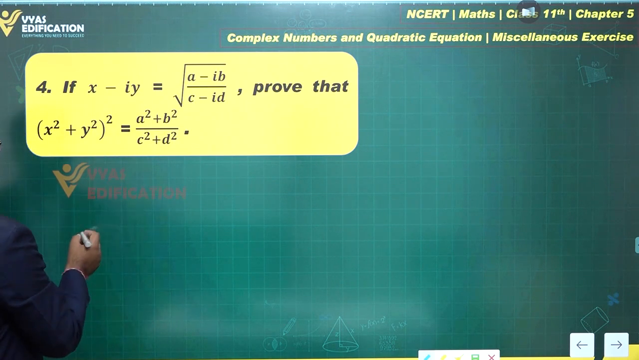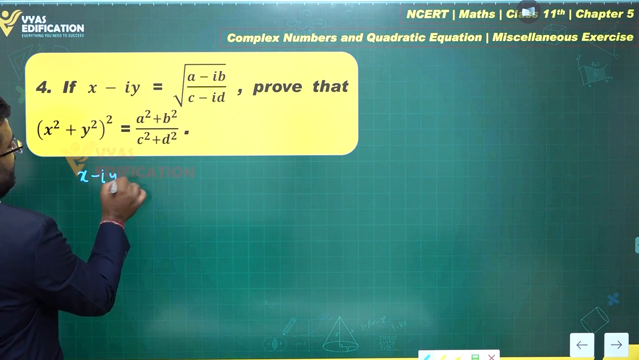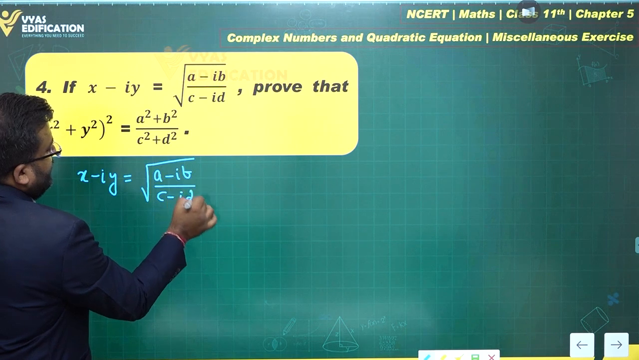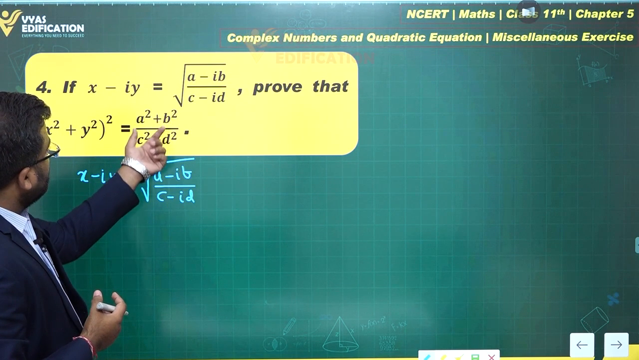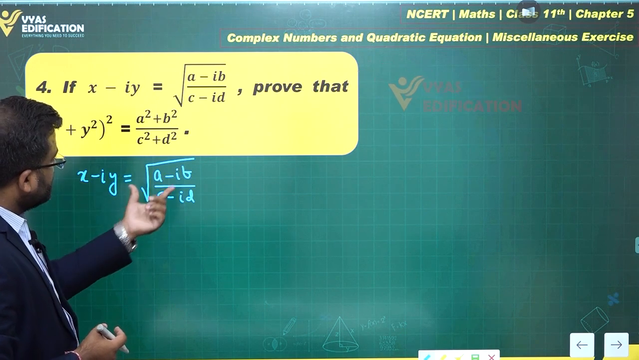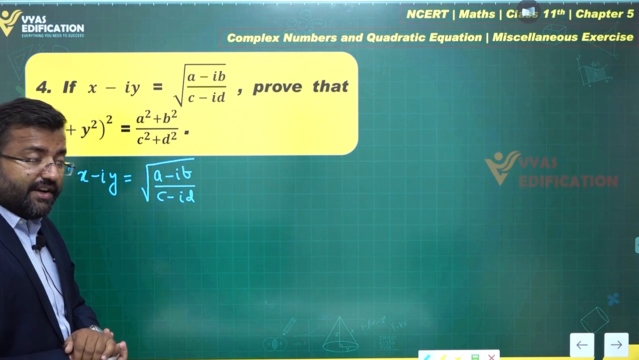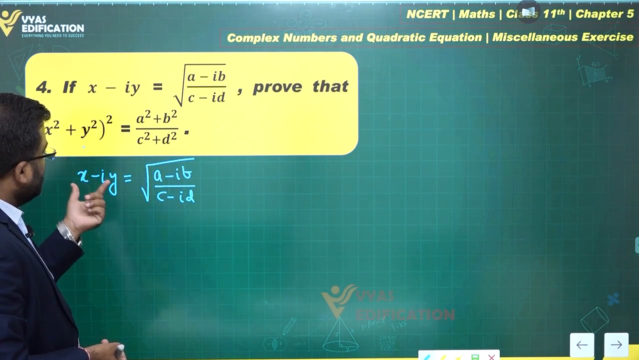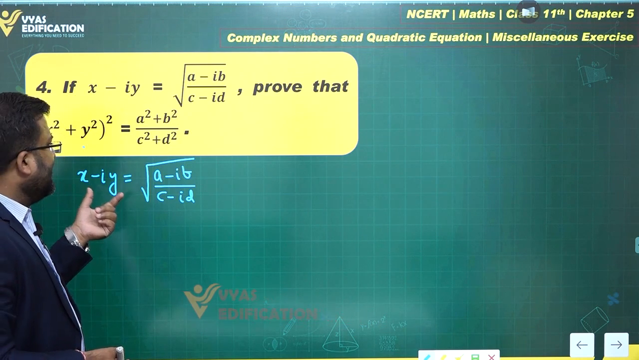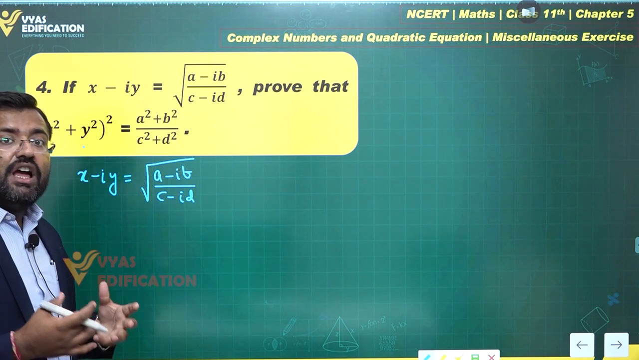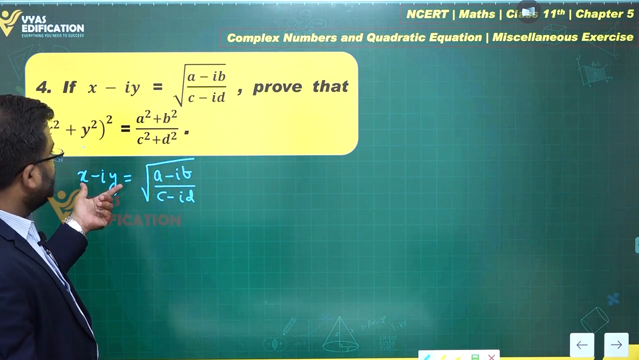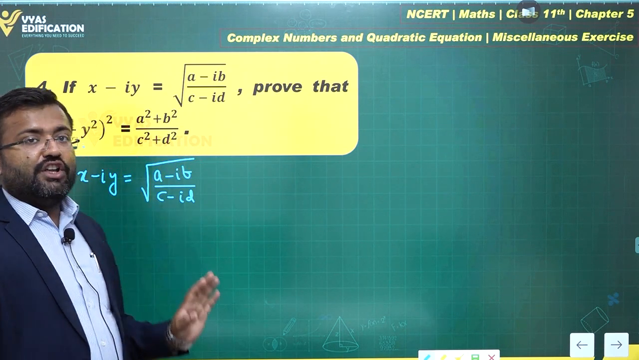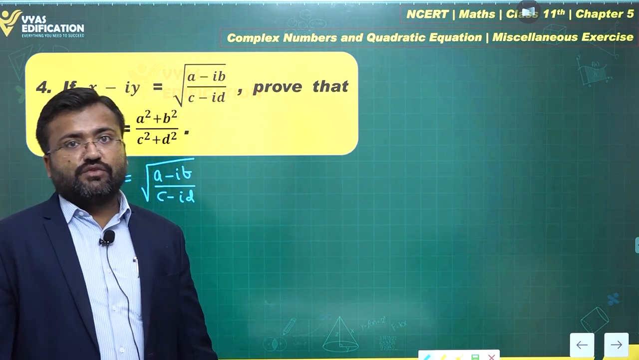We're given that x minus iy is equal to the square root of a minus ib over c minus id. What I observe is that this is a square plus b square, and this is c square plus d square. It has something to do with this numerator and this denominator, and x square plus y square whole square is also present. Basically, x square plus y square is nothing but the modulus square of x minus iy. If x minus iy is a complex number and we take its modulus, we get the square root of x square plus y square.